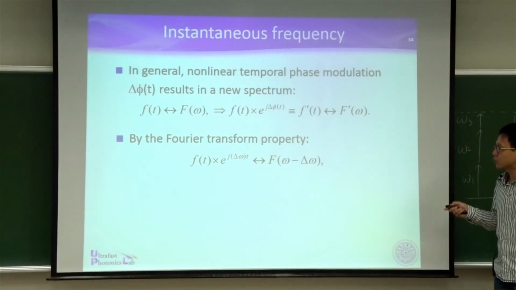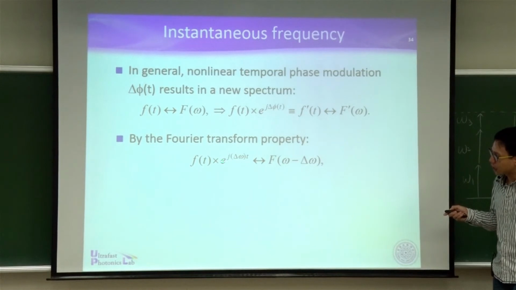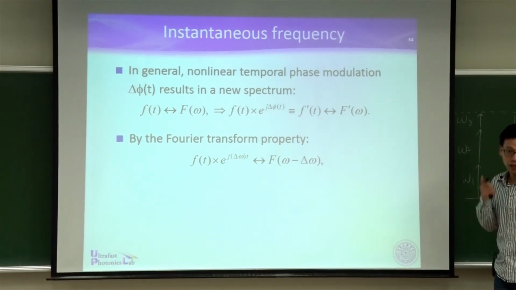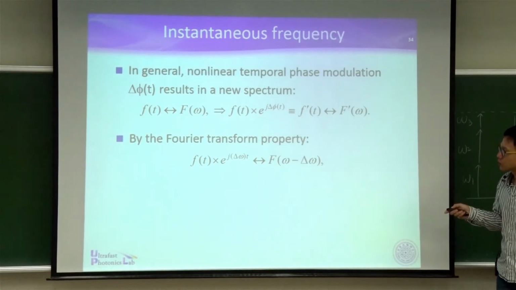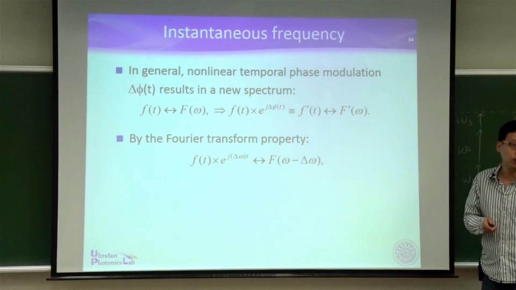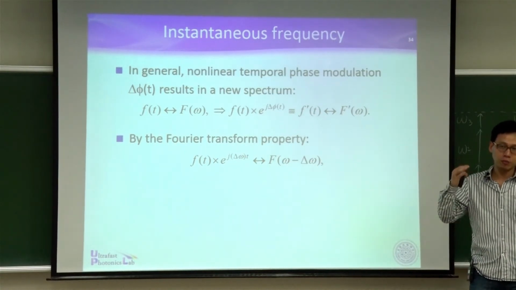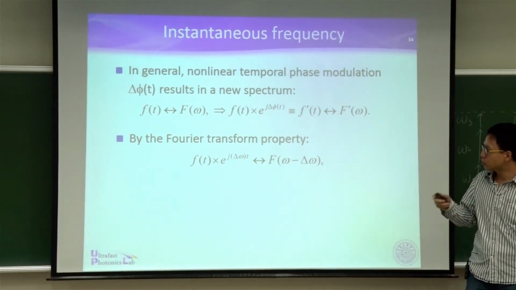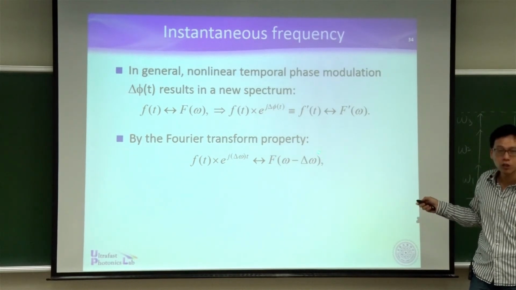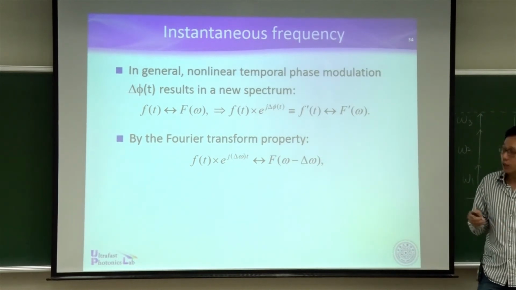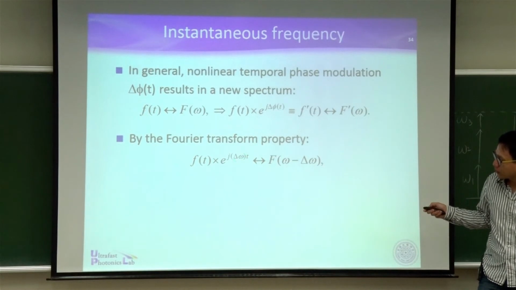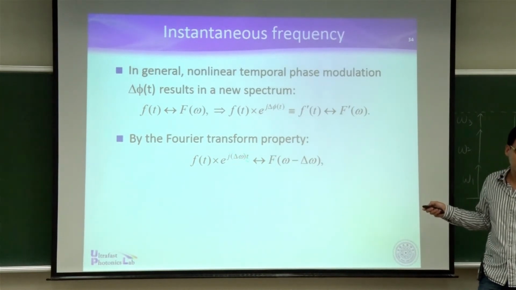Let's just borrow the Fourier transform property. We know small f of t times e to the j delta omega t, where delta omega is some constant, has the corresponding spectrum big F of omega minus delta omega. The spectral shape is the same, but it is shifted by an amount of delta omega. And the delta omega in the time domain is here. What does this mean?